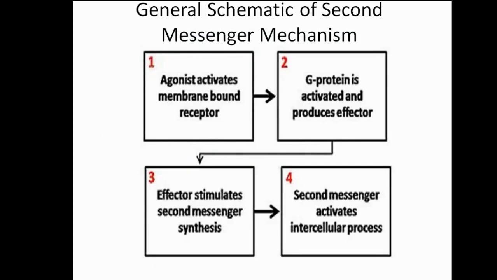This is a general schematic of second messenger mechanism. Here it is divided into four phases. At phase 1, agonist activates membrane bound receptor, which subsequently causes phase 2, G protein is activated and produces effector. In phase 3, effector stimulates second messenger system, and in phase 4, second messenger activates intracellular process.